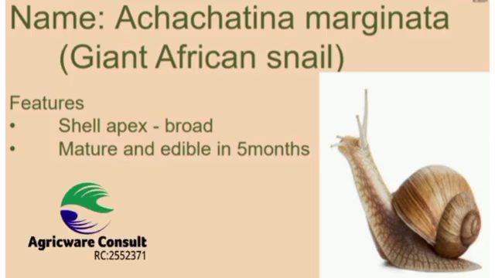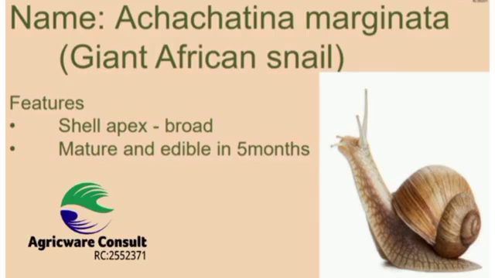Now, the second breed of snail is Achatina marginata, also known as giant African snail. And these are the features of giant African snail. The first one is that the flesh of the snail is usually silver brown in color. The apex of the snail is broad, and the snail matures and is edible in 5 months.